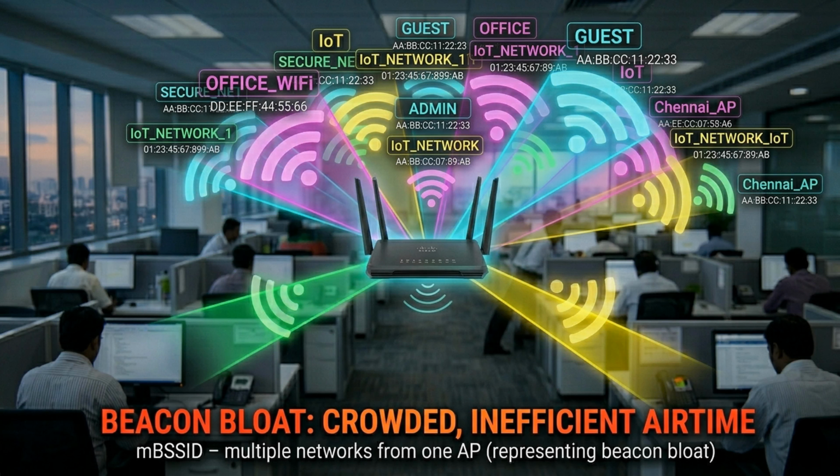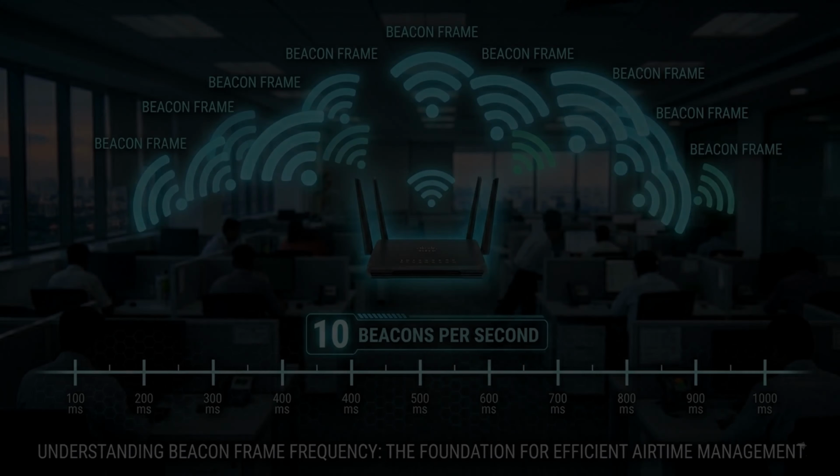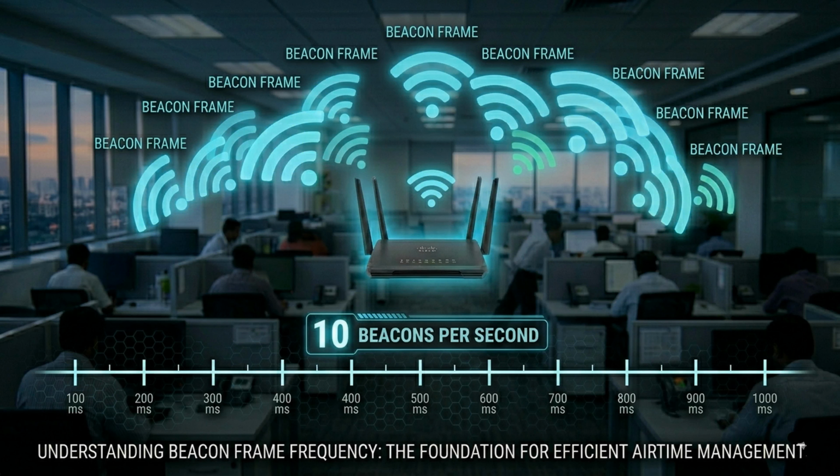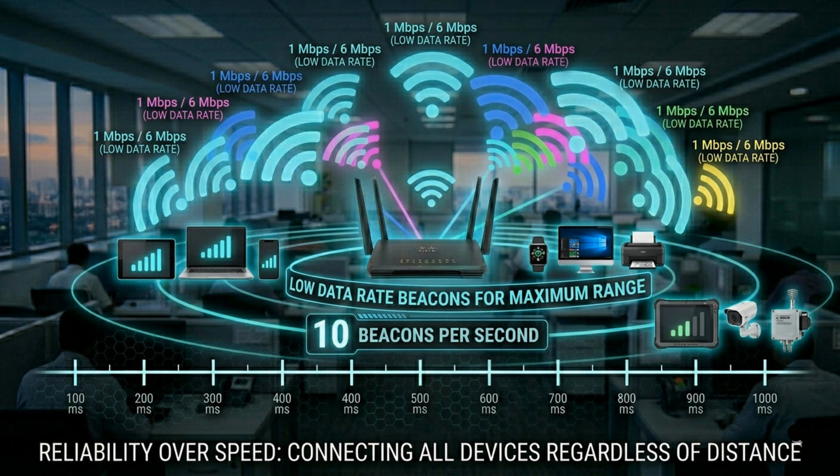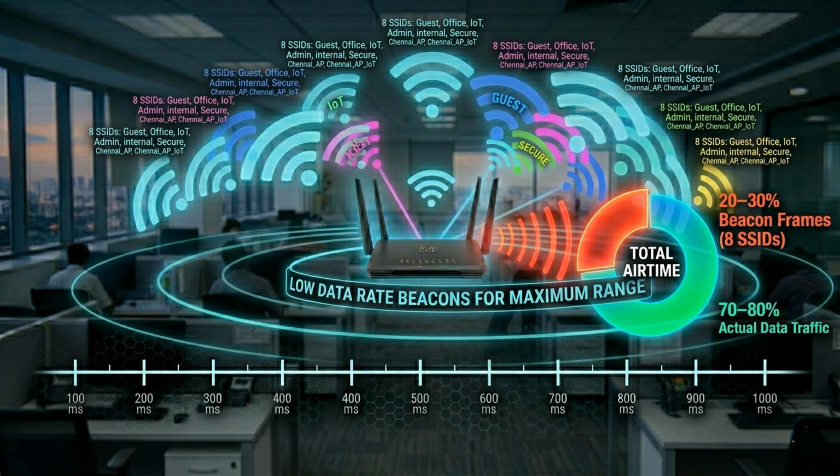What is beacon bloat? In legacy Wi-Fi, every SSID acts as an independent entity. Every SSID sends a beacon 10 times a second, which is every 100 milliseconds. These are often sent at 1 megabit per second or 6 megabits per second to ensure even the furthest devices can hear them. If an AP has 8 SSIDs, nearly 20 to 30% of its total airtime can be consumed just by beacons, leaving less room for actual data.